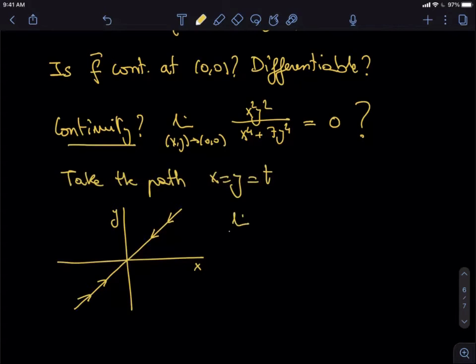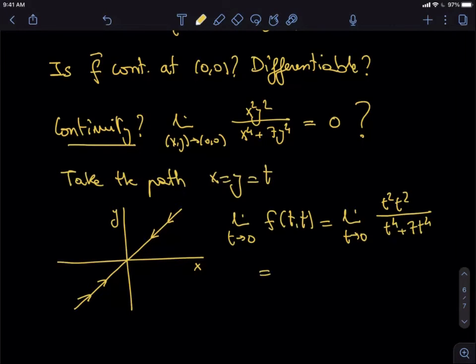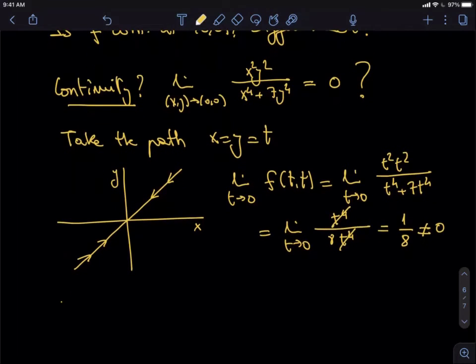So let's take the limit as t tends to 0 of f of t, which is the limit as t tends to 0 of t squared divided by t to the power 4 plus 7t to the power 4. And this is the limit as t tends to 0 of t to the power 4 divided by 8t to the power 4. But you see, the t to the power 4 disappears, and this limit is 1 over 8, which is definitely not 0, as we would need. So we can say that the function is not continuous.